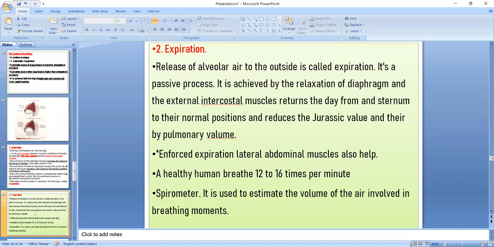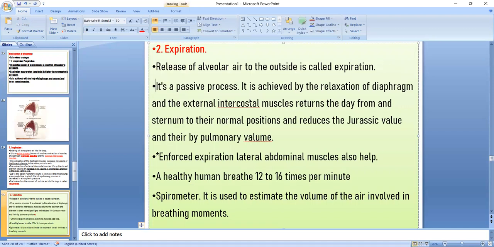Expiration, the release of alveolar air. Okay, mana lungs lo unnatundi air to the outside is called expiration. It's a passive process, automatic jarigipothundi. Okay, so endukante lungs meeda pressure padutundi, simple. Avi normal position ki vastayi. Okay, they are not contracting.